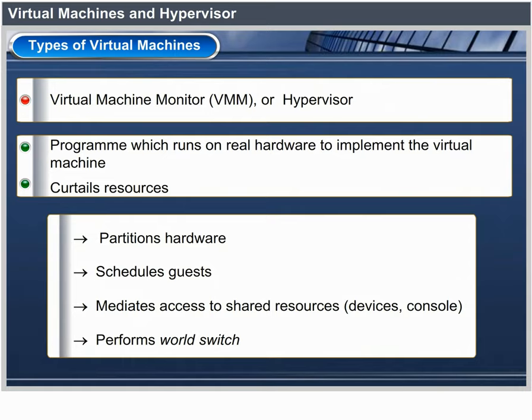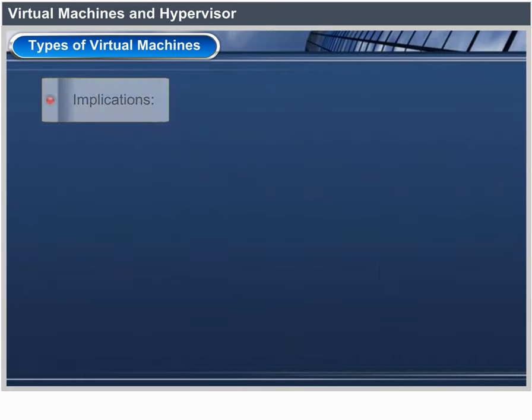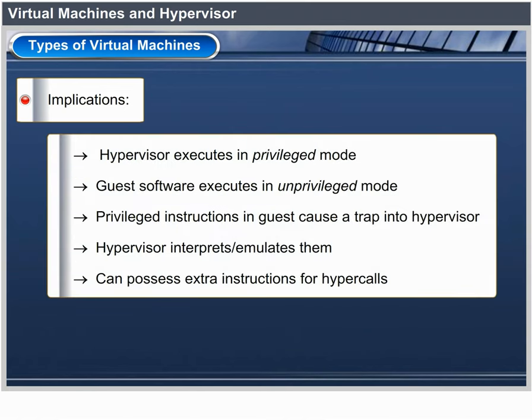The hypervisor executes in privileged mode. Guest software executes in unprivileged mode. Privileged instructions in guest cause a trap into the hypervisor. The hypervisor interprets and emulates them. It can have extra instructions for hypercalls, which are invocations of hypervisor APIs that are not machine instructions.